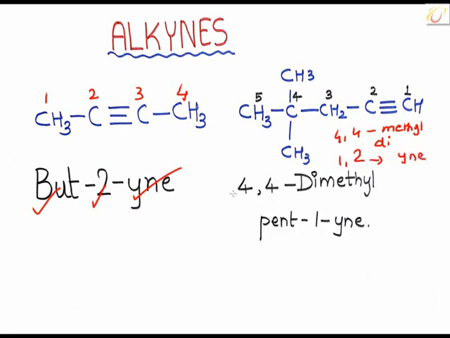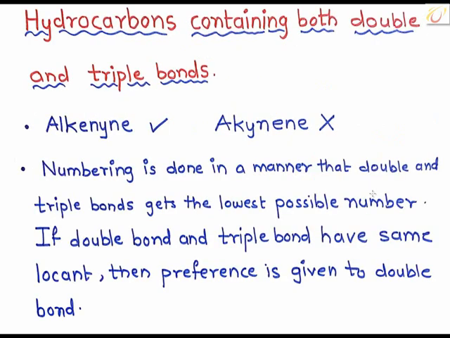What will be the name of this compound? 4,4-dimethyl. Root word is pent, position of triple bond 1 and primary suffix indicating triple bond yne. When hydrocarbons contain both double as well as triple bonds, the compound is called as enyne, alkenyne, and not alkynene. It is enyne, that is first preference is given to ene and then yne is written.